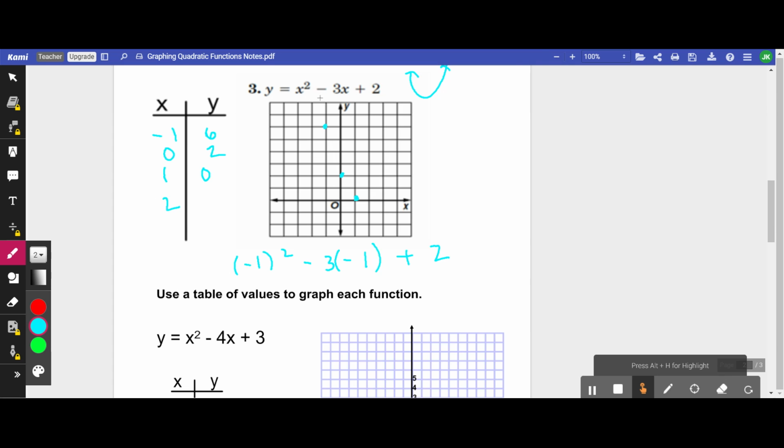So 2 squared would be 4, and then 3 times 2 would be 6. So 4 minus 6 would be negative 2, and then negative 2 plus 2 would be 0 then. So 2, 0. So this would be here. So you know this is going to be coming back up here. You can sub in 3 if you want, although if you do, this would be here.